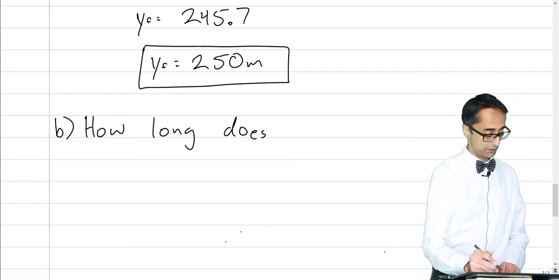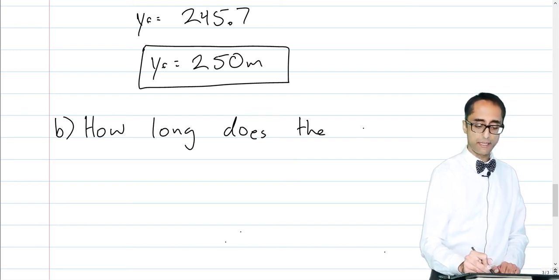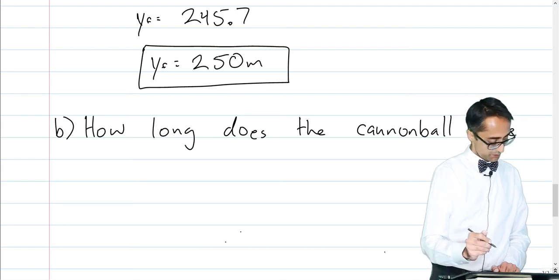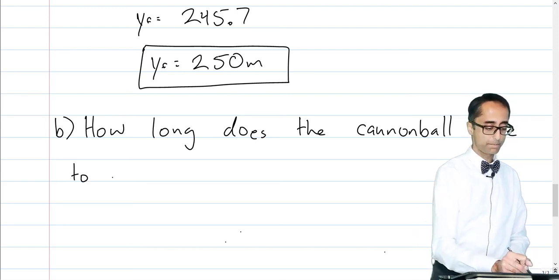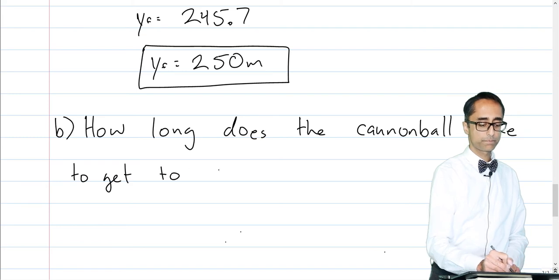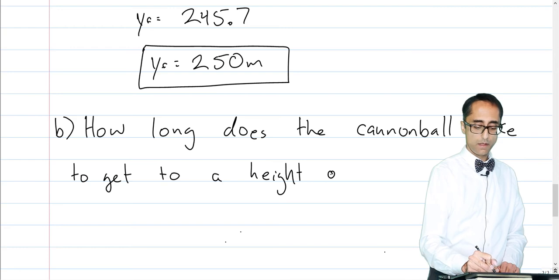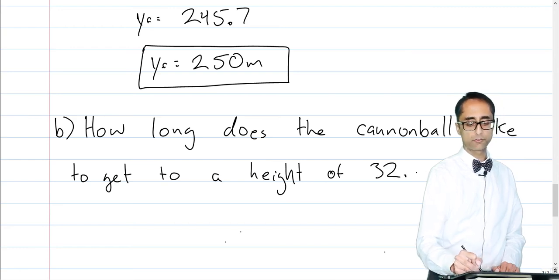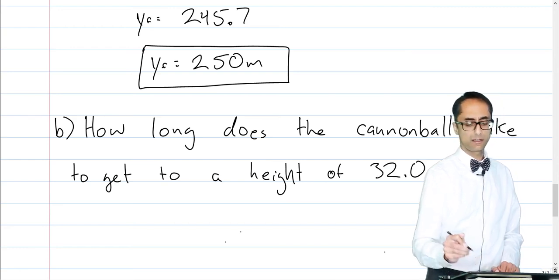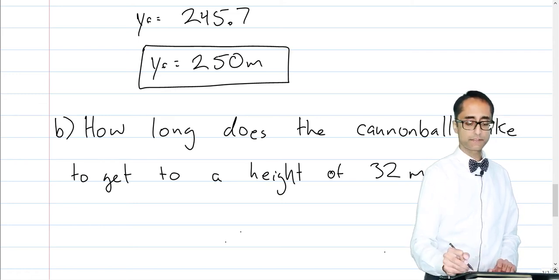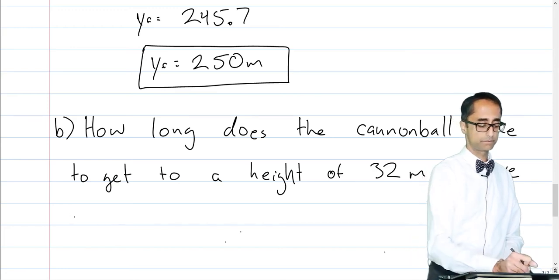How long does the cannonball take to get to a height of 32 meters, 32.0 meters? Actually, we don't even need the 0.0, right? Because we're doing everything to 2 sig figs. 32 meters above the ground. That's it.